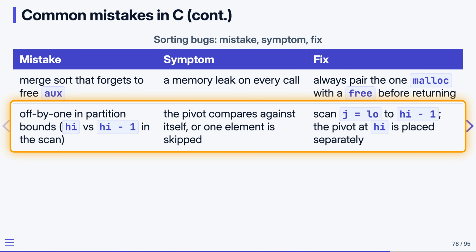Second, an off by 1 in the partition bounds, high instead of high minus 1 in the scan. The symptom is that the pivot compares against itself, or one element is skipped entirely. The fix is to scan j from low to high minus 1 and place the pivot at high separately.